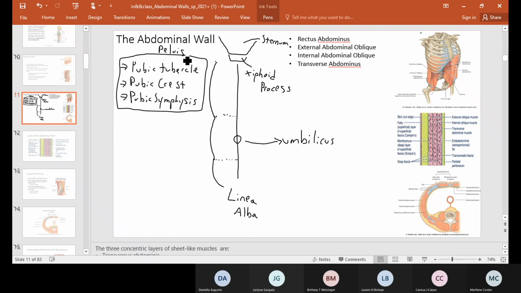It's also going to attach in to ribs 5 through 8, 5 through 7, 5 through 8. No one is, it depends. I'll put 7 because that's what Grace says. And the xiphoid process.